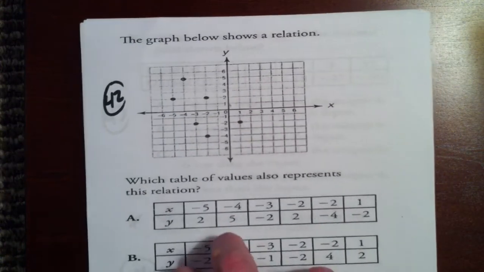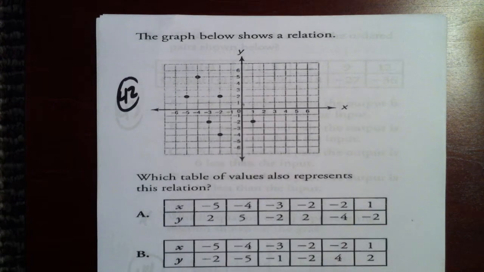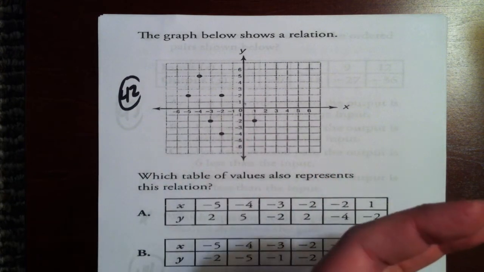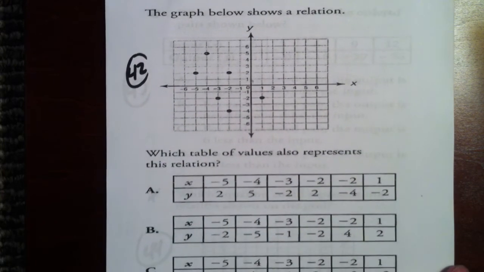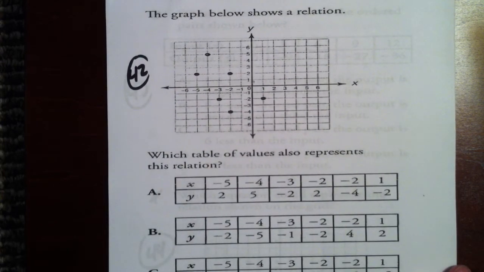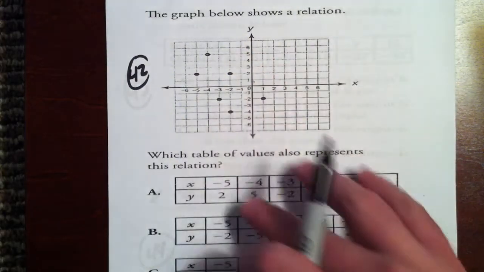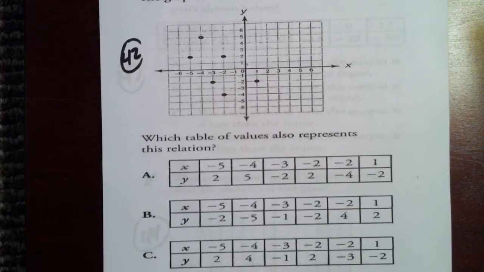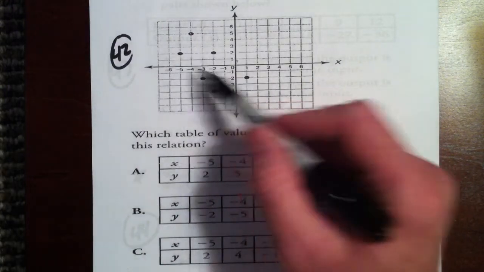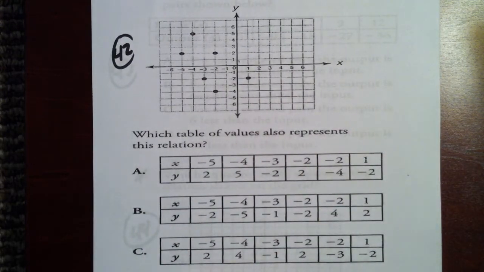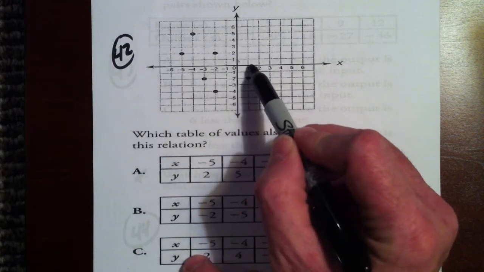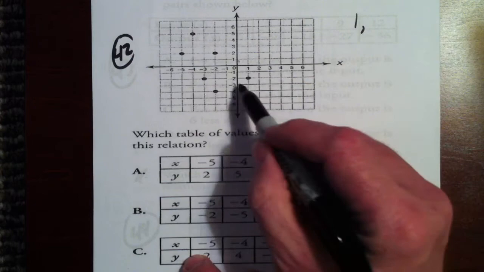Number 42. The graph below shows a relation. In other words, as one variable does one thing, another variable is going to do another. Which table of values also represents this relation? So we've got the graph here, and then we want to see which table of values matches. The easiest thing to do is just to take a look at your coordinate points here, one at a time. Let's take this one for example. We've got a positive 1, so we got 1, negative 2.